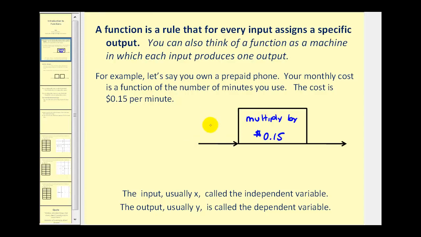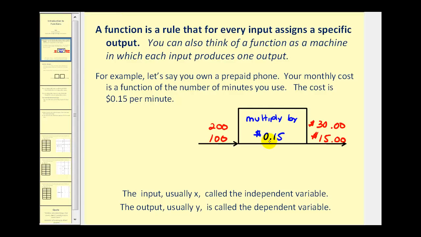So for example, if you used 100 minutes one month, 100 times 15 cents would be $15. So the input would be 100 minutes and the output would be $15. If the next month you used 200 minutes, then 200 times 15 cents would be $30. So an input of 200 minutes has an output of $30 and so on. So we can see that for every input, there's only one output.